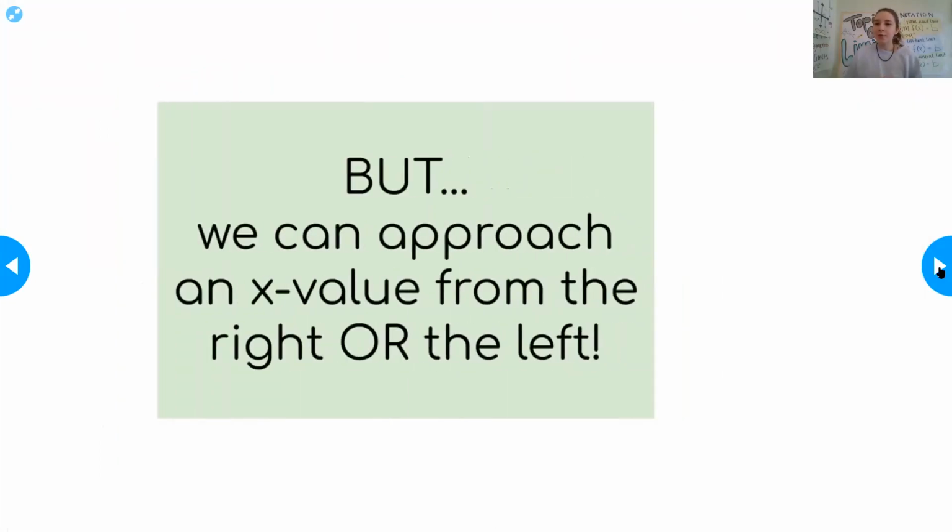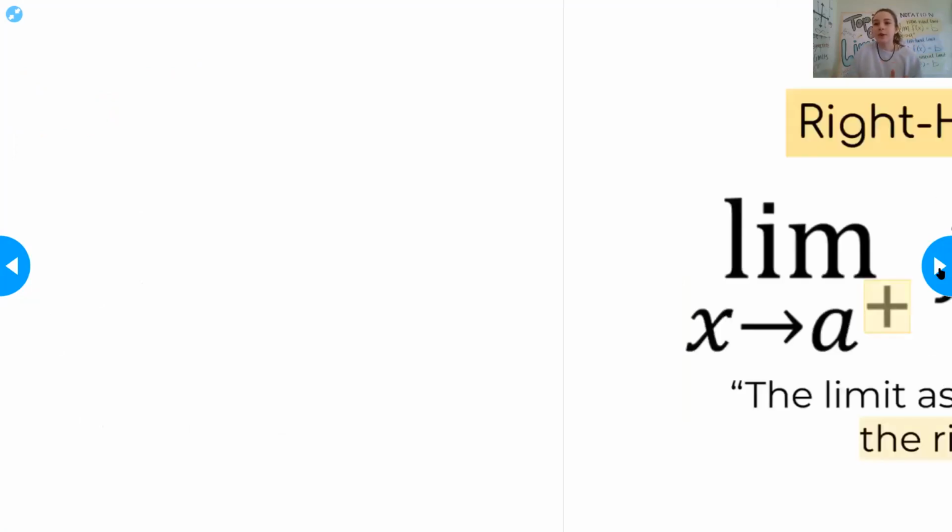But in that video, we also discussed how you can approach an x value from two different directions, from the right or from the left. So because of that, we have a right-hand limit, which is approaching from the right, and a left-hand limit where you approach from the left. So let's start with the right-hand limit.